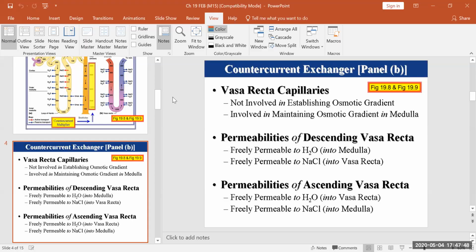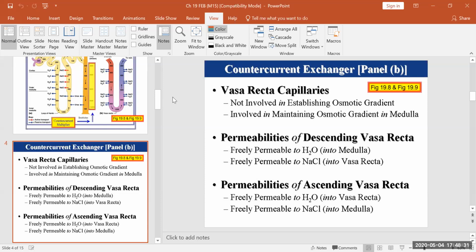Because the shorter loops of Henle of the cortical nephrons, they also interact with a capillary bed, but that capillary bed is not vasa recta. That capillary bed is called peritubular capillaries. So those cortical nephrons, they always produce dilute urine. They don't have that osmotic gradient. And their loop of Henle is not dipping into the renal medulla, right? So because of that, they cannot produce concentrated urine. They can only produce dilute urine.